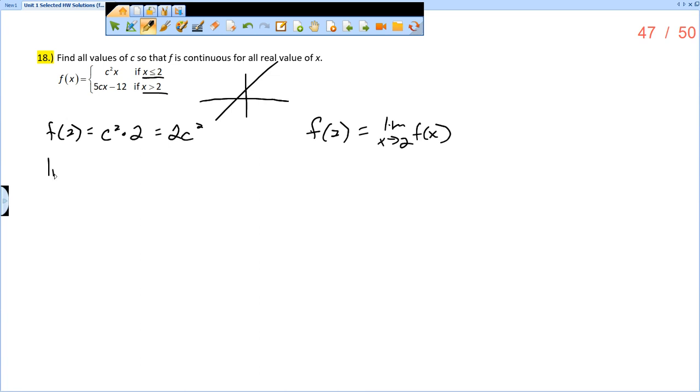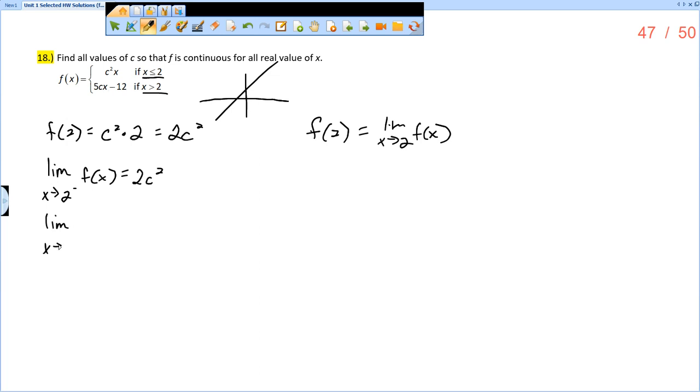And so now we need to evaluate the limit as x approaches 2. But remember, we've got this part on the left of 2, this part on the right of 2, and so that means we need to do a left-hand limit and then a right-hand limit. So limit as x approaches 2 from the left, well, that would be plugging 2 into the top piece once again. So that would be 2c squared, right?